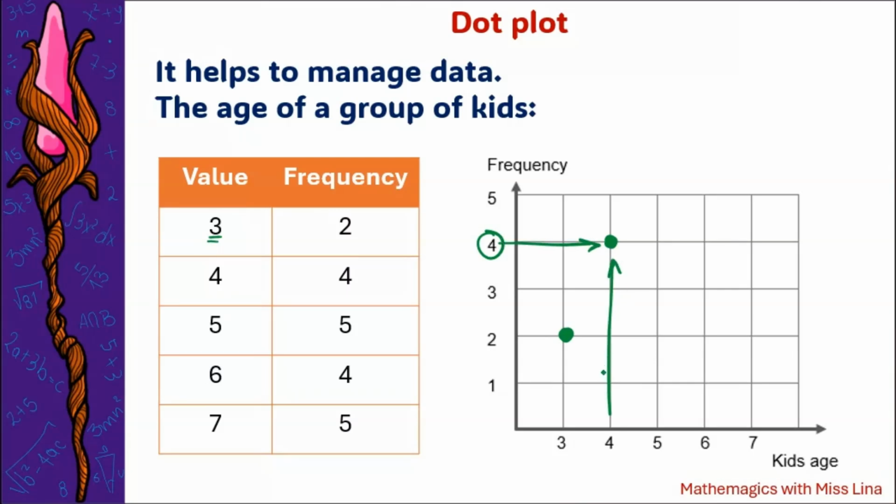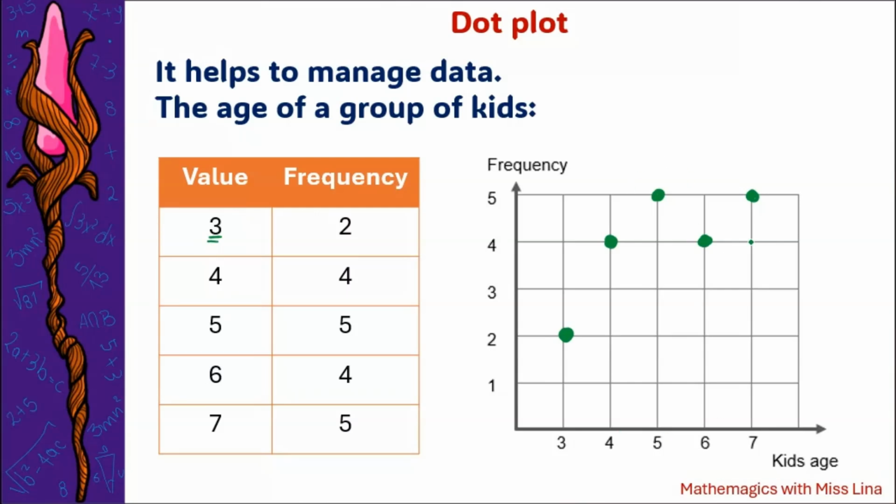The 5 has a frequency of also 5, so we go up until we get to the 5. Look, the 5 here. So the dot is going to appear here. The 6 has a frequency of 4, so we go up 4 places: 1, 2, 3, 4. We also check that going horizontally we find 4. And finally, the 7 has a frequency of 5. So we go up from the 7 to get the 5. And this is the dot plot.